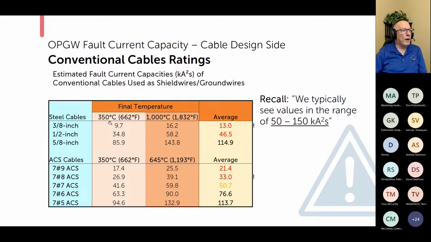Now, 350, no problem for the cable. In fact, you can make an argument that you could go to 1000 degrees C, maybe even higher. No problem for the cable. Could have problems with the hardware, so could be other issues. But for the sake of this analysis, let's just use these two values. And you see that the average of them is 13. But recall that I said before, we typically see requirements in the range of 50 to 150. So this is way below the typical range that we see.